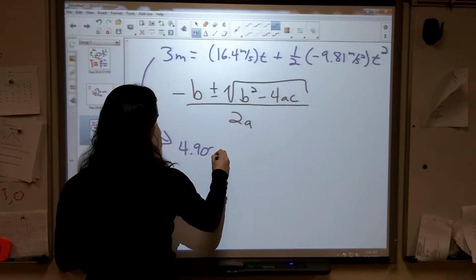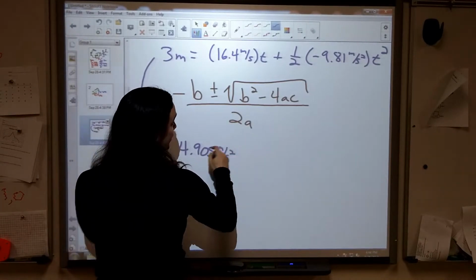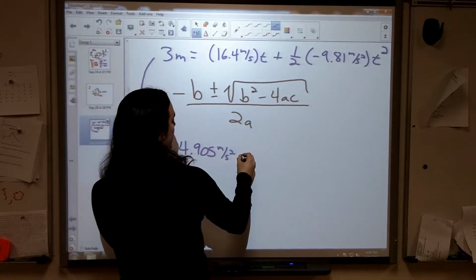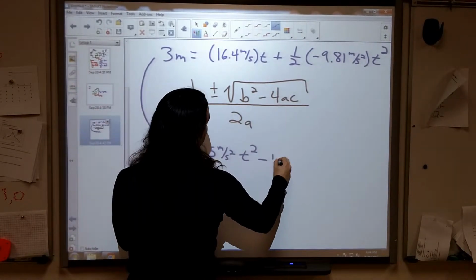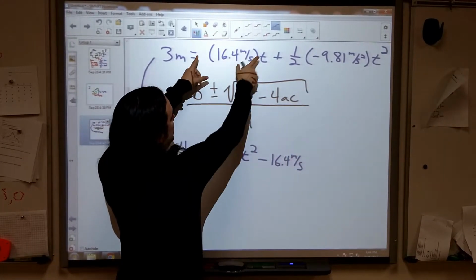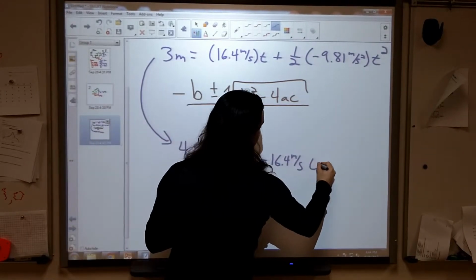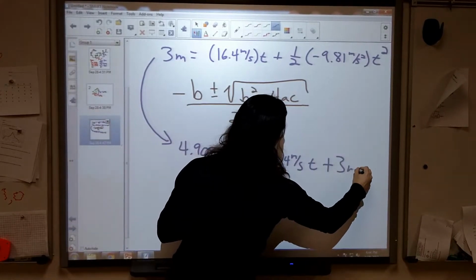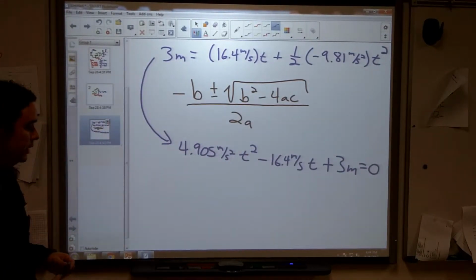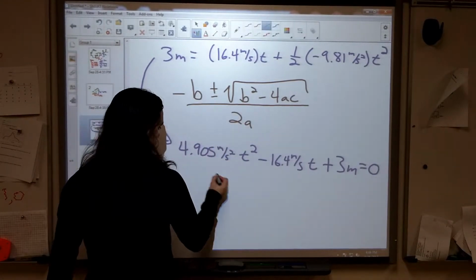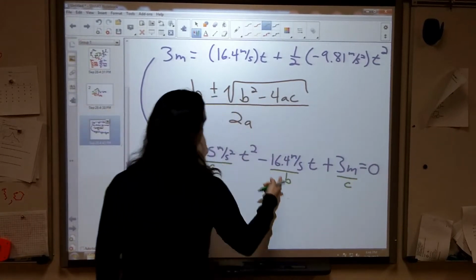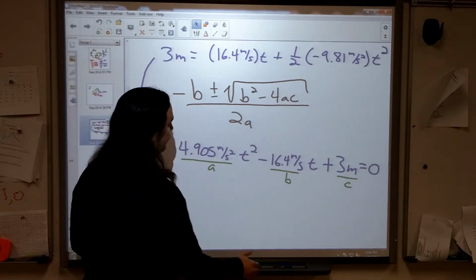Positive 4.905 meters per second squared. That's 1/2 times 9.81. The negative, I'm adding it over to the other side, times t squared minus 16.4 meters per second. I move this one over to the other side by adding it. This one I must subtract. Times t plus 3 meters equals 0. This one's already over on the other side, so it stays positive. If I remember correctly, this is my A, this is my B, and this is C. We can plug those in here, and you can solve for them.